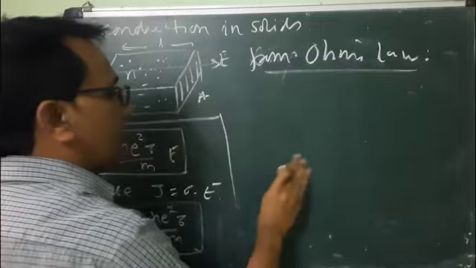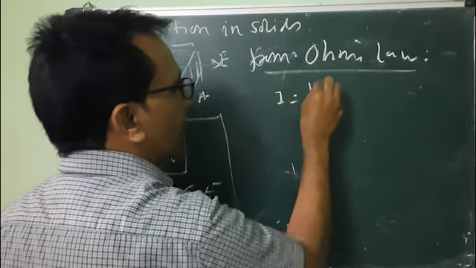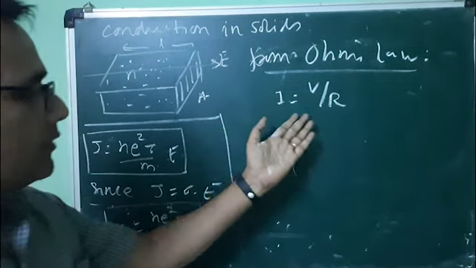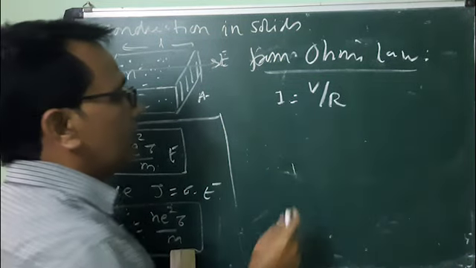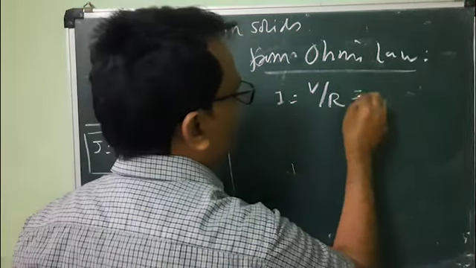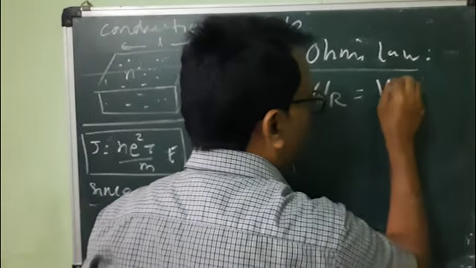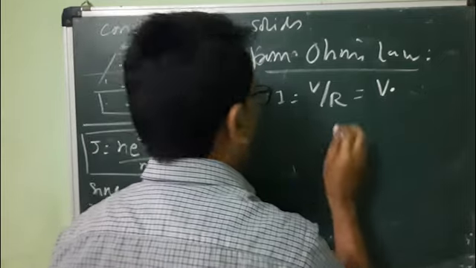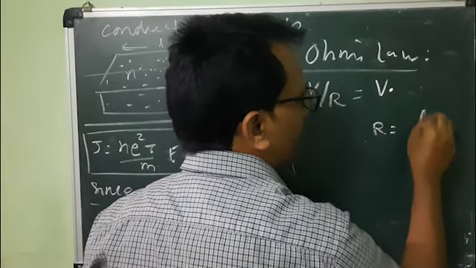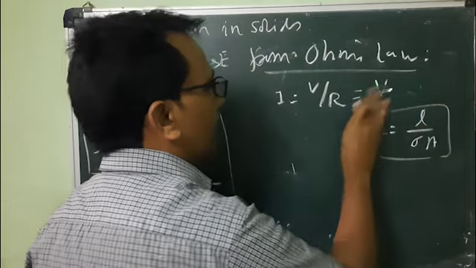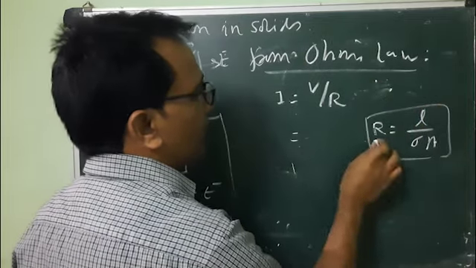We have I is equal to V by R, so V is equal to IR. This is Ohm's law, and one can write R as L by sigma A. This is the R we have written there. So we can put this into V.